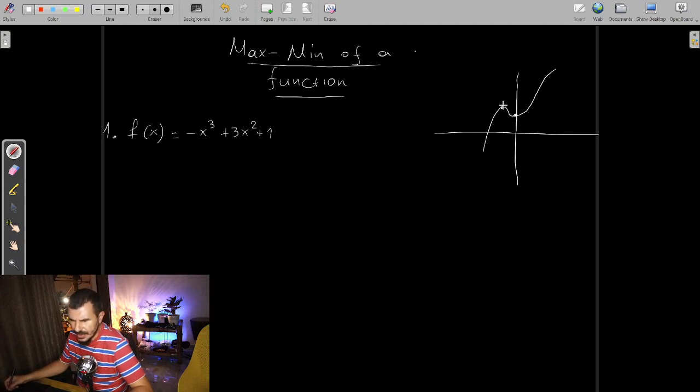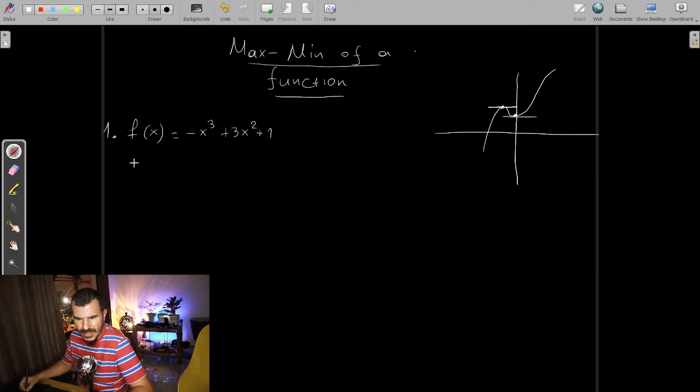Since it's maximum, it means that the tangent at this point is parallel to the x-axis. So it means that the derivative, since the derivative gives me the gradient of the tangent, is 0. So basically, if I find where the derivative is 0, these are the points where I will have a maximum or minimum.